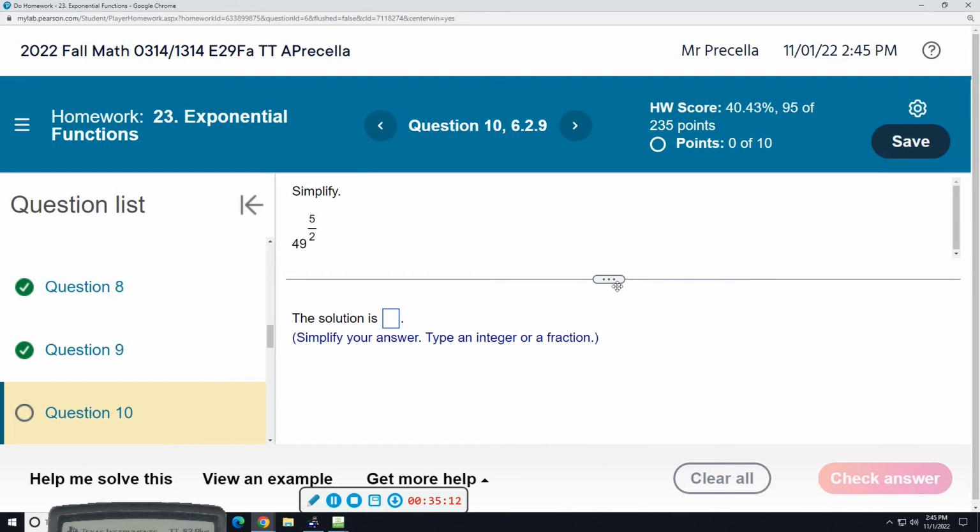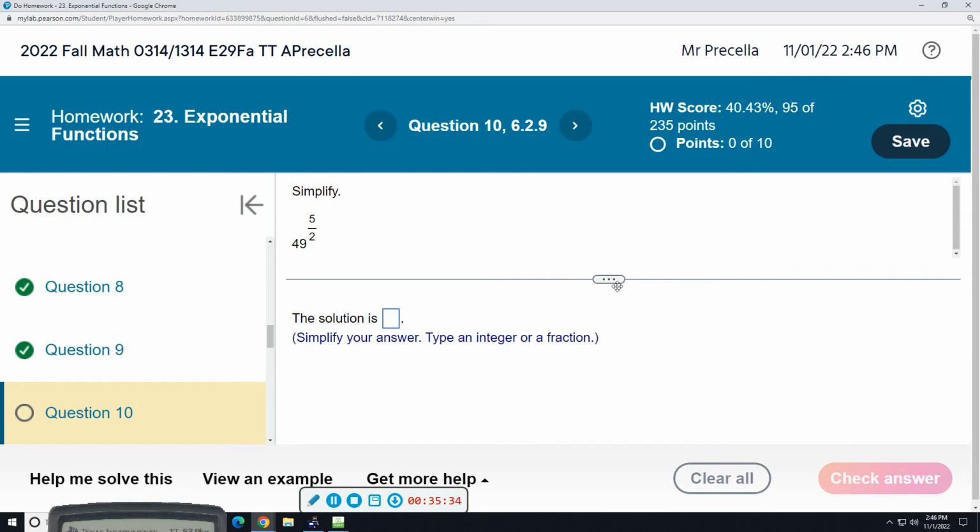So let's see. Let me find. So 49 to the 5/2 power. So square root of 49. That's 7 to the 5th power.